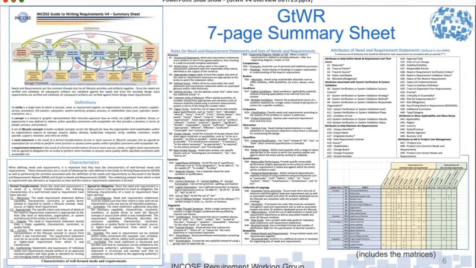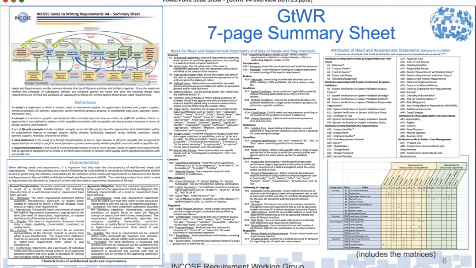Another product that we have is a 7-page summary sheet. On the upper left, you can see it has our figure that I'll go into more detail on. It shows how needs and requirements, verification, and validation are part of the overall lifecycle. Then it goes through the definitions. And then there's a section on characteristics for both individual needs and requirements and sets of needs and requirements. It gives a nice listing of all the rules, so you don't have to page through the guide to find them. It references attributes in the Guide to Writing Requirements, but the detailed explanation of each of the attributes is actually in the Needs and Requirements Manual.